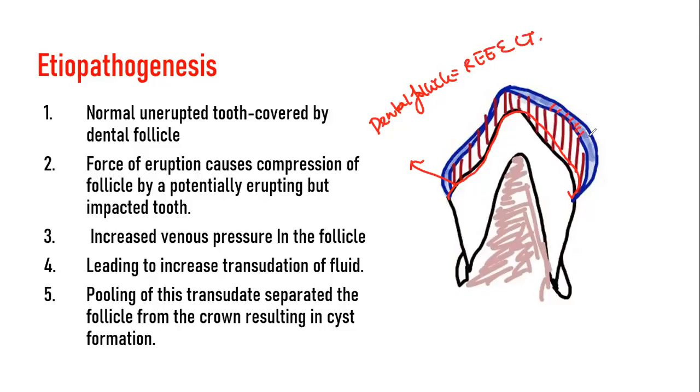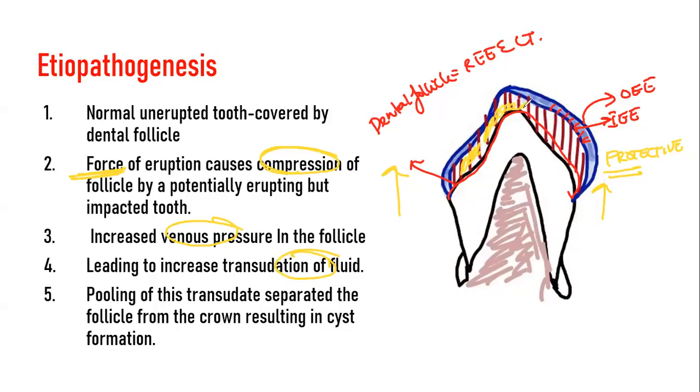So this is your reduced enamel epithelium. If you remember, it is composed of the outer enamel epithelium and the inner enamel epithelium, right? And this forms a protective covering around the enamel surface, right? So you have the enamel surface surrounded by the reduced enamel epithelium. Now, sometimes the force of the eruption of the erupting tooth causes compression of the follicle, which leads to increased venous pressure and increased transudation of fluid. And this fluid that accumulates here leads to the formation of the cyst, right? So you can say that the cyst is derived from the reduced enamel epithelium.